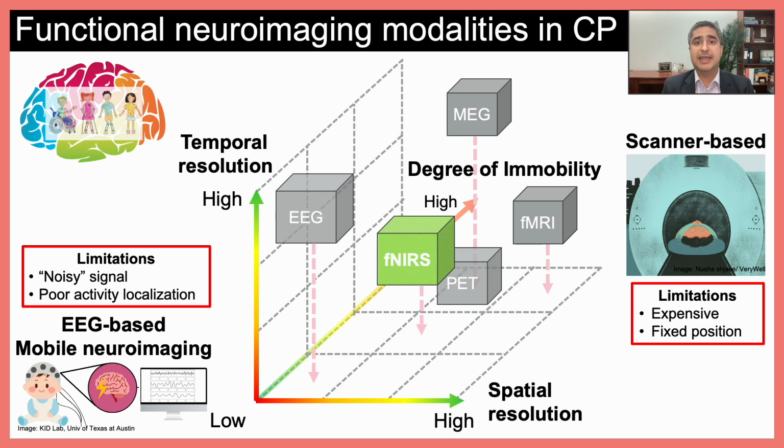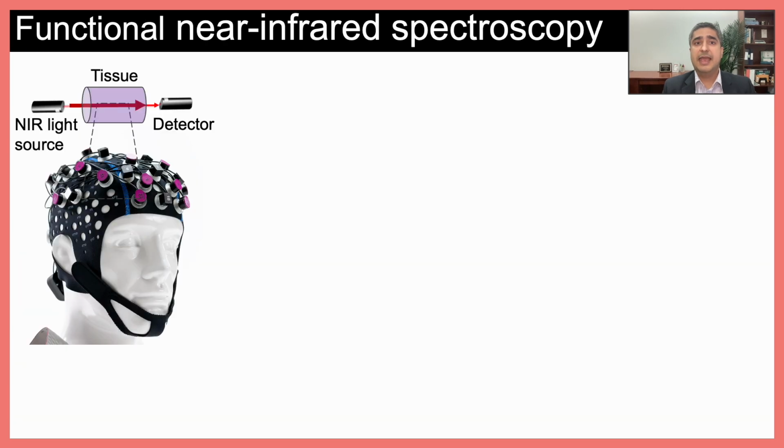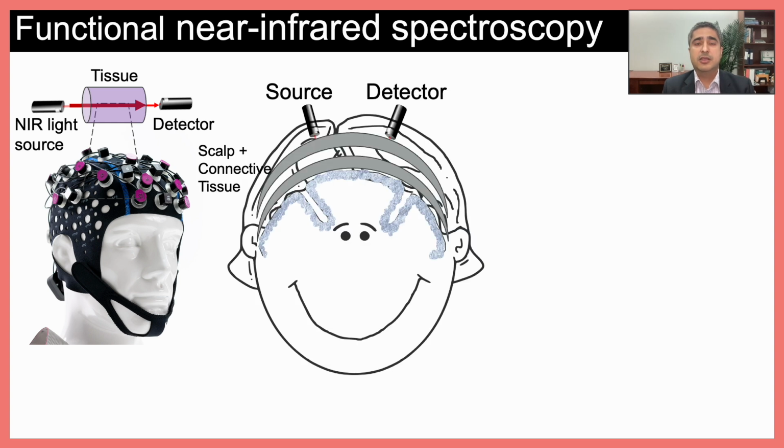An alternative modality that offers both good resolution and free mobility is functional near-infrared spectroscopy, or fNIRS. fNIRS devices use near-infrared light of specific wavelengths that can pass through biological tissues. Here is a simplified illustration.